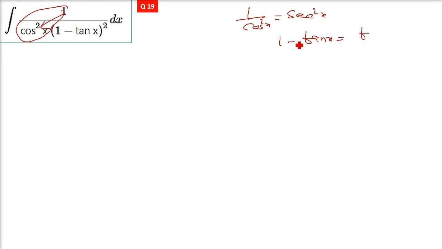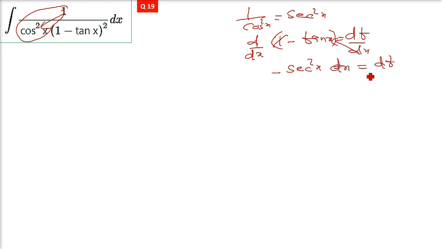So let us differentiate both the sides. We are saying d by dx of both the sides. So d by dx of 1 minus tan x is equal to dt by dx. And this 1 becomes 0, and this is negative sec square x. And this is dt by dx. So dx goes on the left. So finally we got dt equals minus sec square x dx. You can also say that negative dt is equal to sec square x dx.